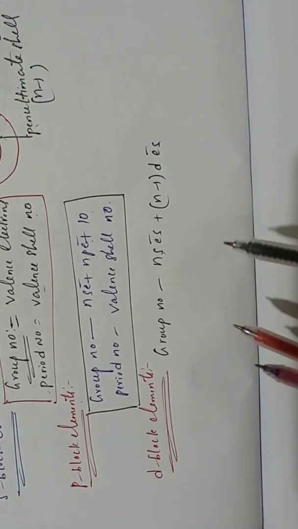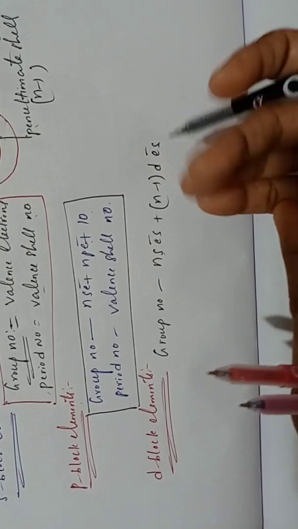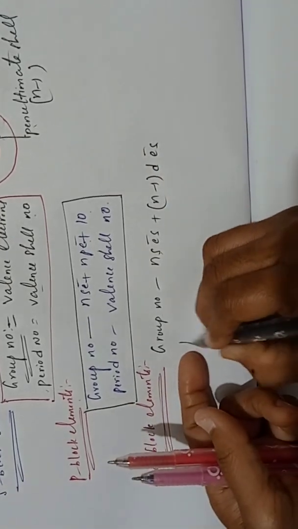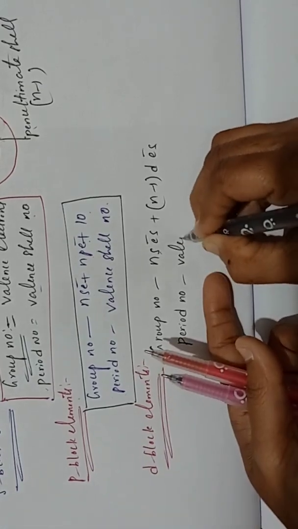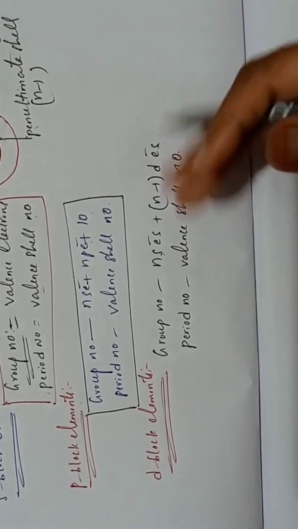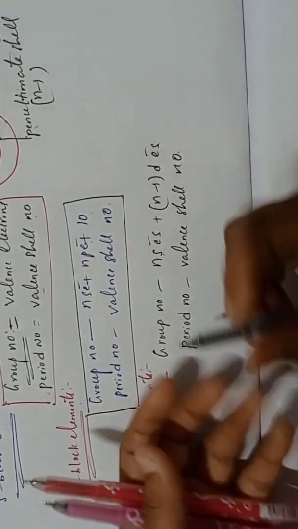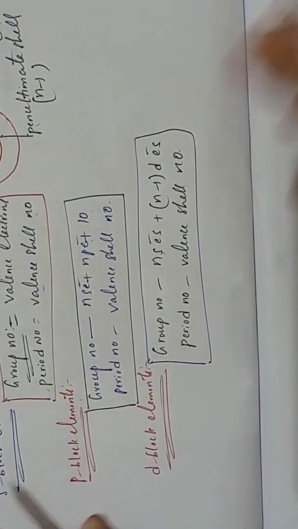Okay, now how to find the period number, students? In D block elements also, the period number is equal to the valence shell number. Clear this one? Valence shell number only is the period number of D block elements. So this is the trick in D block elements.